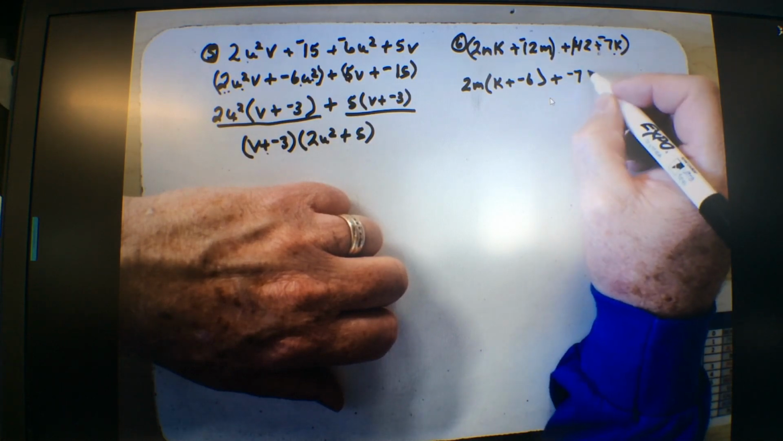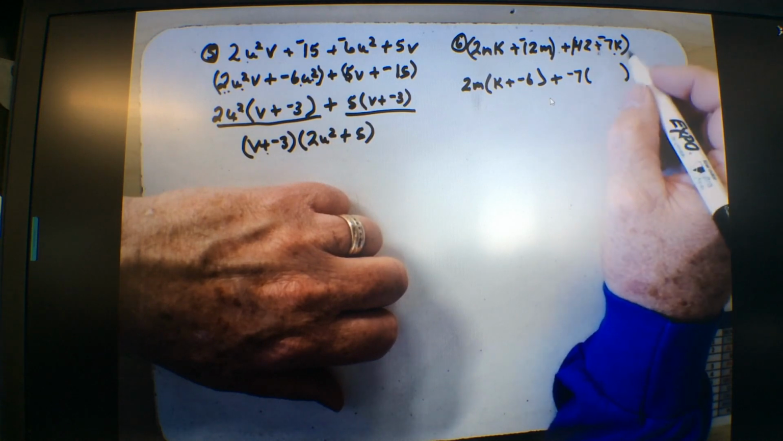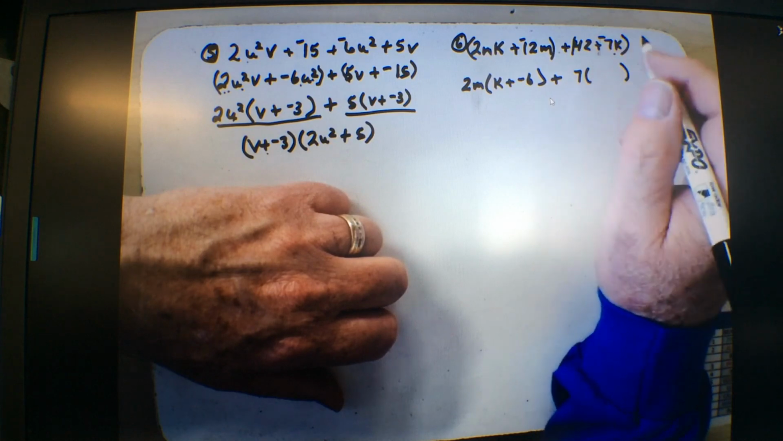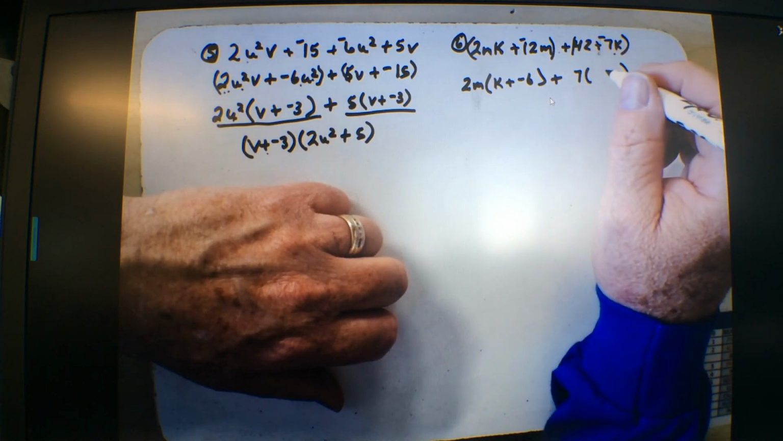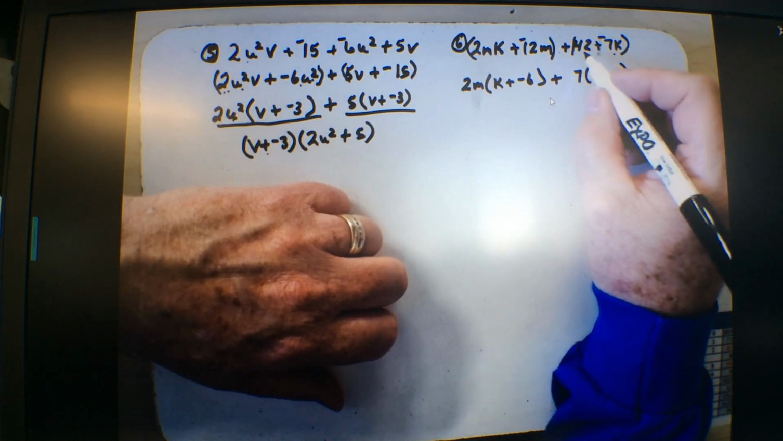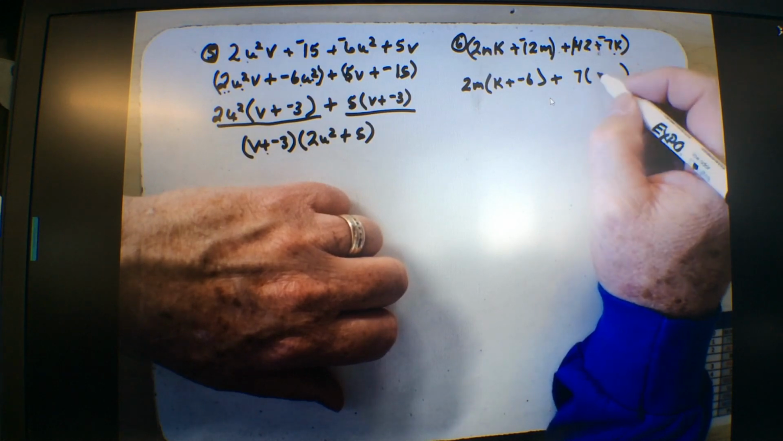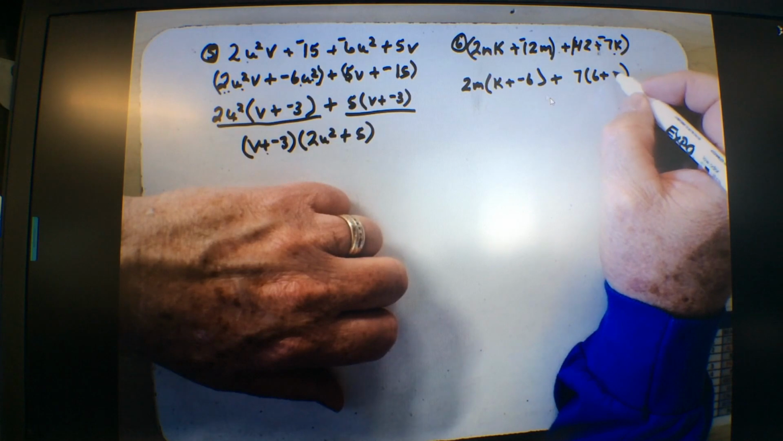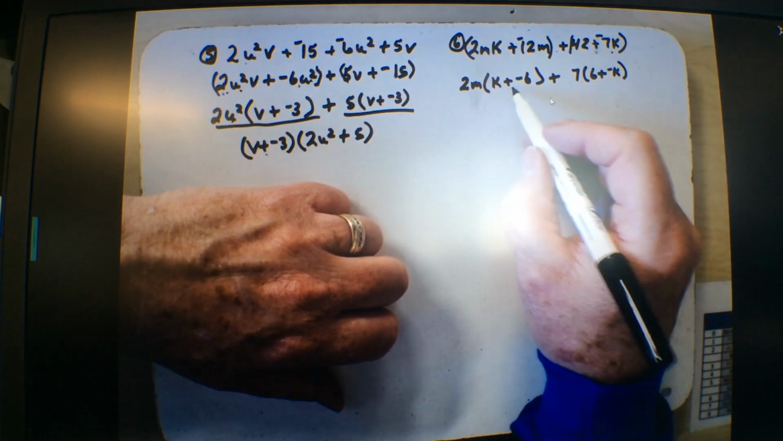You can take a negative 7 out? Okay, let's try it. What's 40? Let's just take 7 out. Okay? Should we just take 7 out? Alright, so what's 42 divided by 7? Plus, what's a negative 7k divided by 7? Negative k. Now, are these two the same?